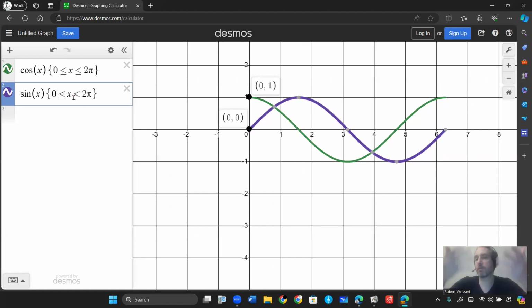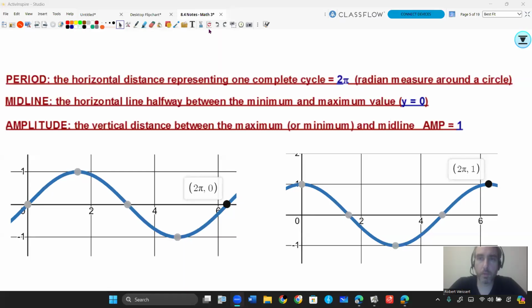Now we can make those graphs shift up, down, left, right. We can stretch them. And so this whole series of notes and examples is going to be talking about, well, what happens when you move the graph? Can we identify a few key features of them? So first, let's define what those key features are. They're very specific to sine and cosine graphs.